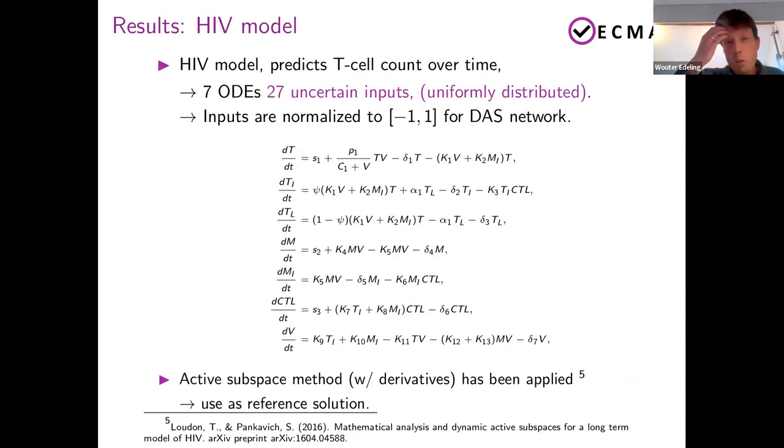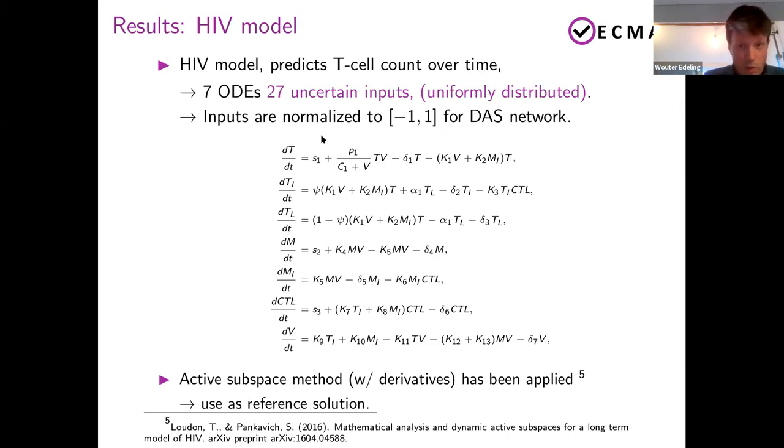Now, I will apply this to an HIV model, which is the same one that I showed in the tutorial yesterday, so I won't go into it in detail. 7 ODEs coupled, 27 inputs. I'm assuming uniform distributions, which I first normalized to lie between -1 and 1. And then I train my network on that.